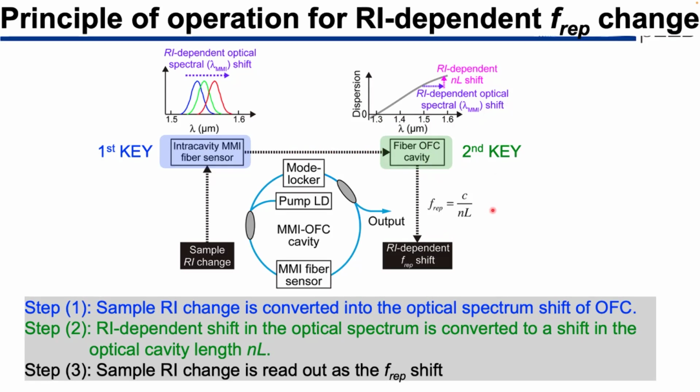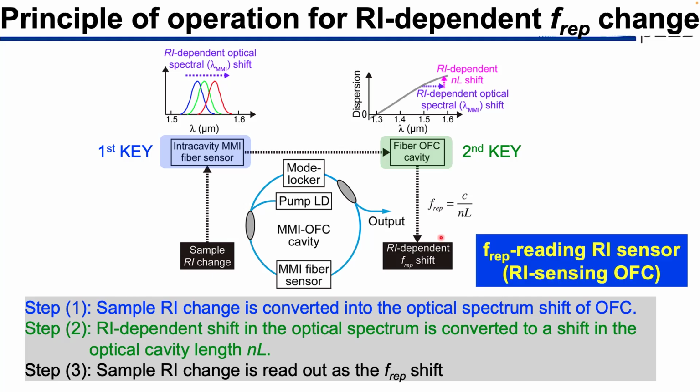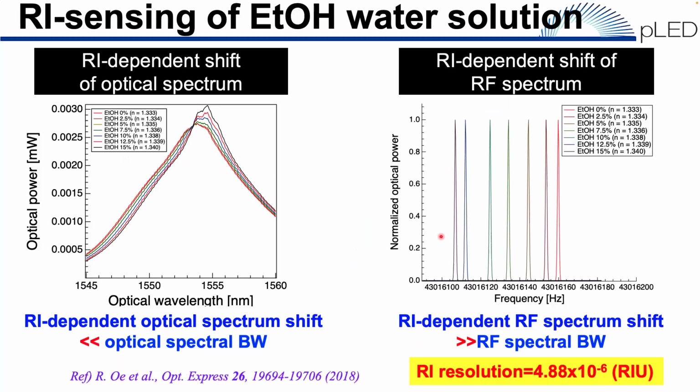Since FREP is given by this equation, the RI-dependent FREP shift can be observed around several tens of megahertz. So in this way, the FREP-reading RI sensor, or RI sensing OFC, can be achieved.